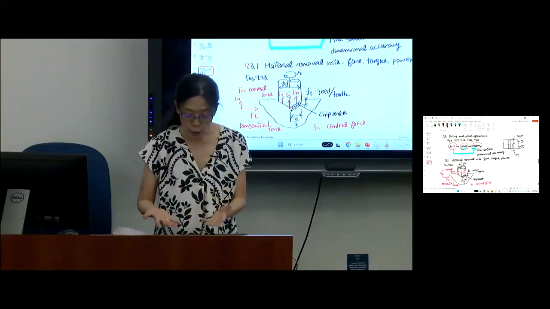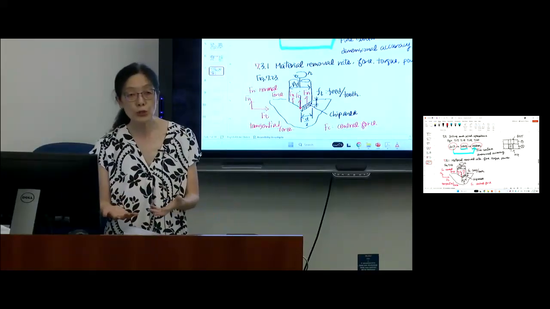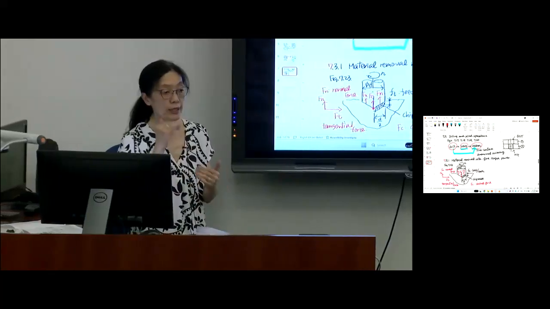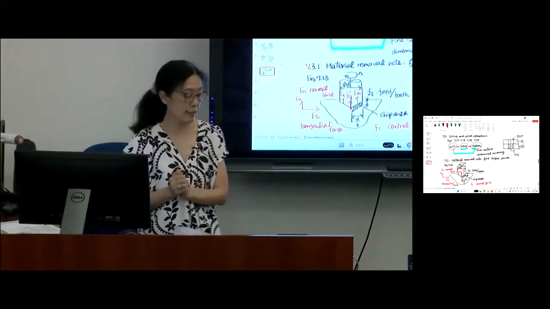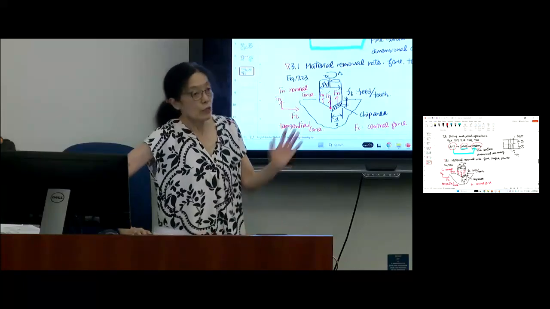So I think now we have kind of drawn. Using this drawing, we will continue with a simple estimation, the equation, the formula, and then we can do some exercises, and you get a better idea. Then we can move on to the milling process. Any questions?